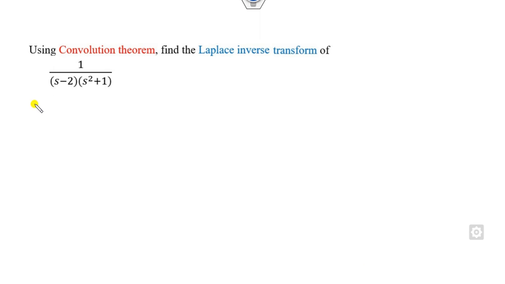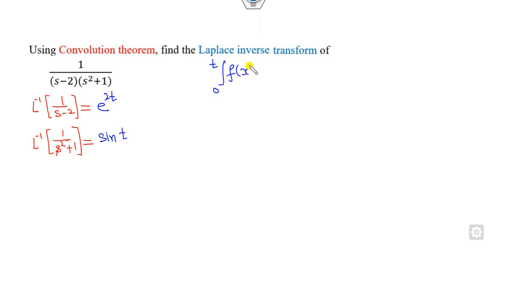Okay, look at this another one. Find the Laplace inverse of the two components separately: 1 over s minus 2 and 1 over s square plus 1. So what is the Laplace inverse of 1 over s minus 2? e raised to power 2t. And the other is my sine of t. So now I can integrate this, the integral of f of x g of t minus x dx. This is the Laplace inverse of this whole term.